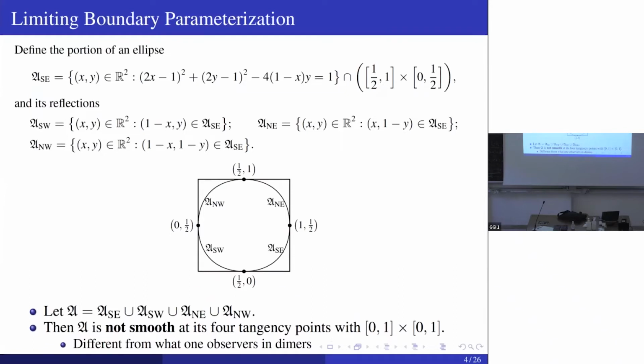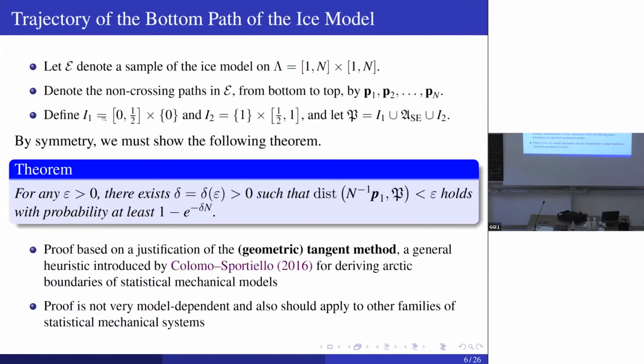So it's actually just easier for me to describe in terms of the square. I1 is just this interval here. This A southeast is here. And then I2 is this thing, okay? So P is just the union of all of them. And the theorem can more or less be reformulated as follows. After I scale everything down by n, the distance between the bottommost path and this limiting trajectory P is at most epsilon with probability 1 minus e to the minus delta n, for any epsilon. Okay, and by symmetry, basically, this is enough. Once you have this southeast part of the Arctic boundary, by reflections, etc., you can get the other pieces of it.